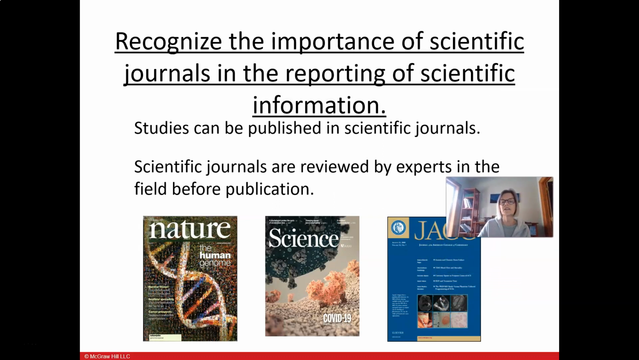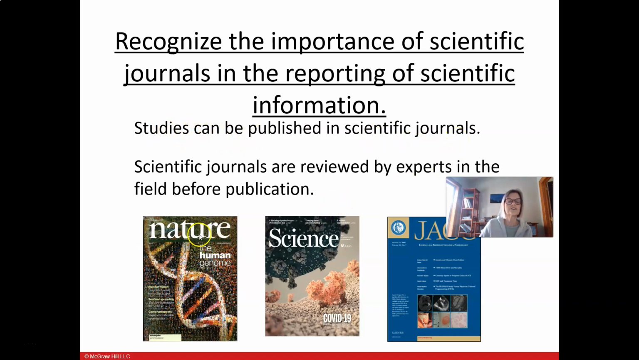Here's another learning outcome in section 1.3: recognize the importance of scientific journals in the reporting of scientific information. So once we've done an experiment, in fact, usually you do many experiments, and you test a hypothesis and come up with some compelling conclusions, what happens to them? Well, in a lot of scientific studies, the results and conclusions will be published in scientific journals.